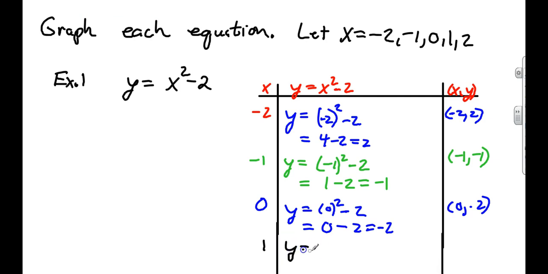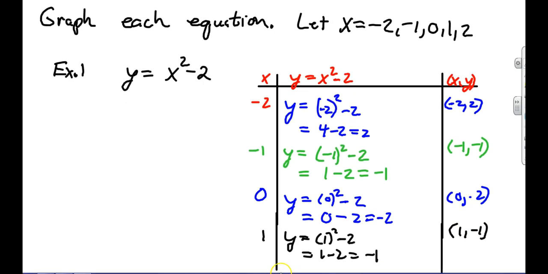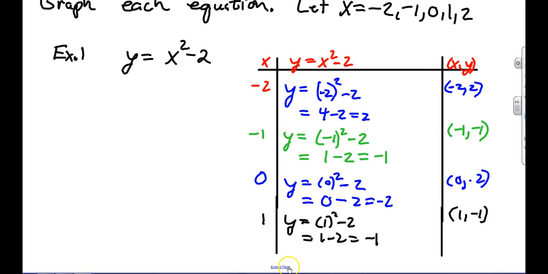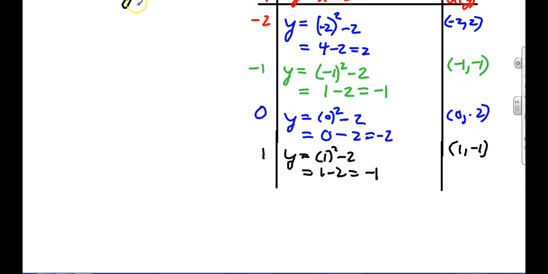Plug in the 1. Again, anytime you're plugging in numbers, I would say leave it in parentheses, even if it's really obvious as to what the answer is. So it's 1 minus 2, which is also -1. And then one more here. Let's put in the -2. Sorry, positive 2. Two squared is 4. 4 minus 2 is 2.